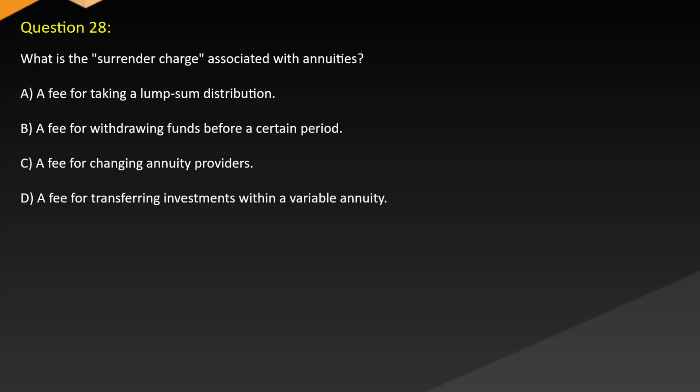Question 28. What is the surrender charge associated with annuities? A. A fee for taking a lump sum distribution. B. A fee for withdrawing funds before a certain period. C. A fee for changing annuity providers. D. A fee for transferring investments within a variable annuity.